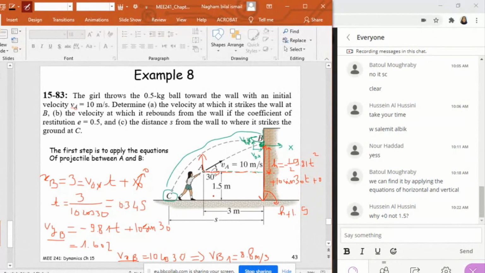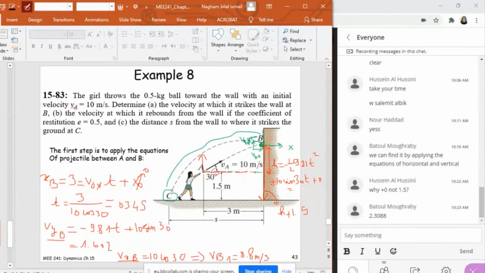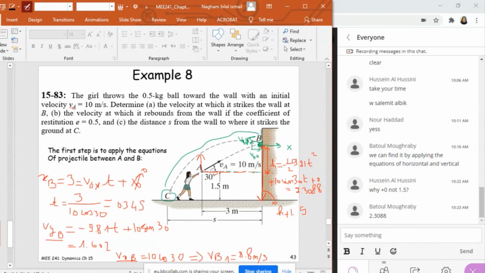Right? So T, guys, is 0.34, right? So you can find H. If anyone can find H, guys, half 9.81 times 0.34 squared plus 10 sine 30 T plus 0. Why plus 0, not 1.5? Because I took my reference here, Hussein. I took my reference at A. All right? So it's 2.308. Then if I add 1.5 to see the height from the floor, the height of B from the floor will be equal to 3.8088.